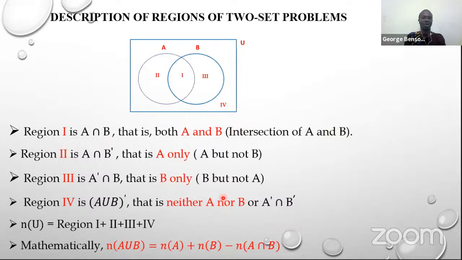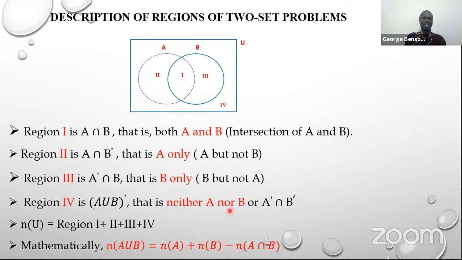And if you have a case whereby we don't have the IV, then mathematically we can say that the universal set could be equal to the number of A union B, that's putting all the elements of A and B together. And that will be equal to n of A plus n of B minus n of A intersection B.